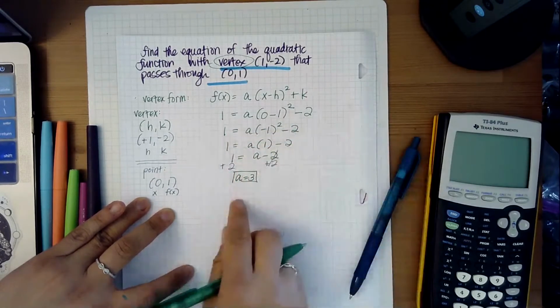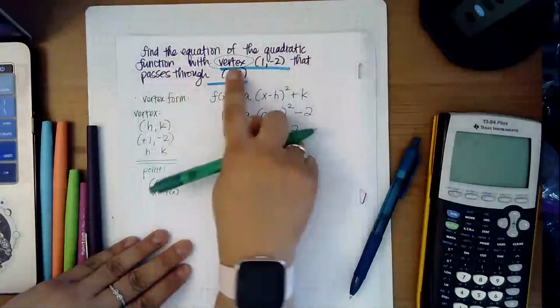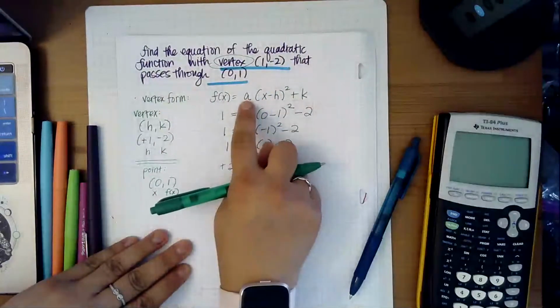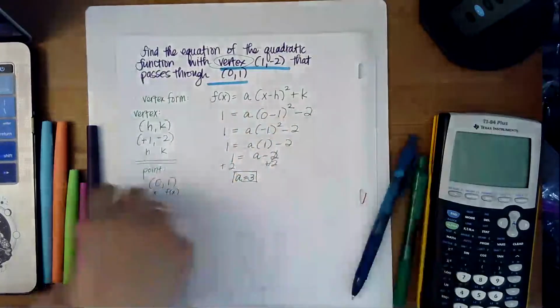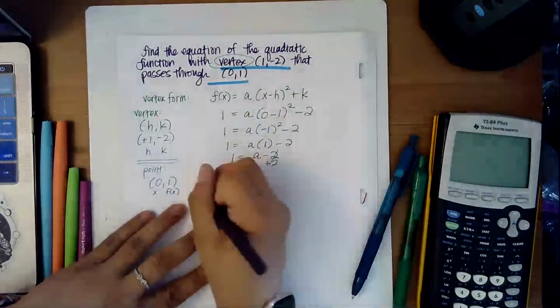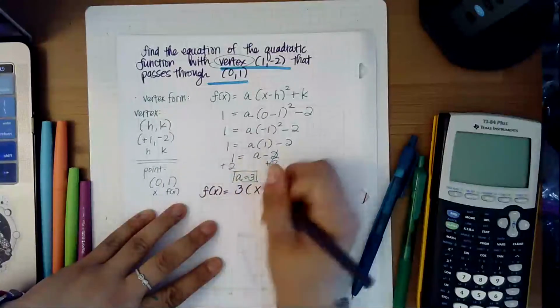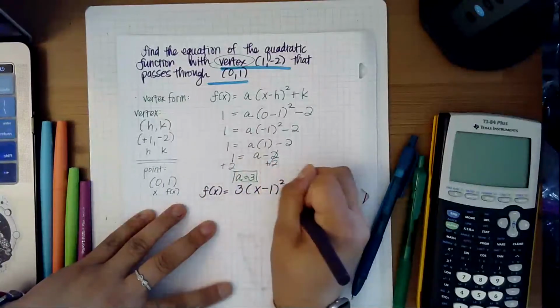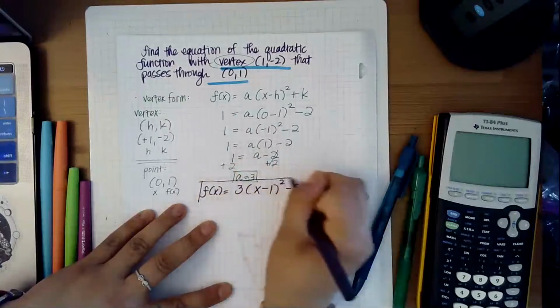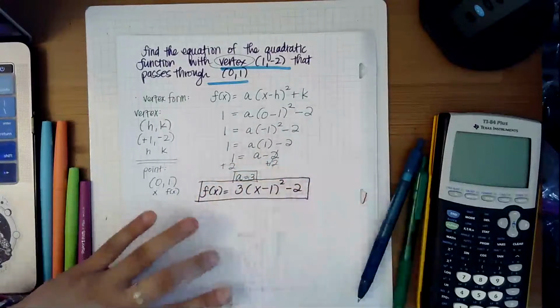This is important because in the information, you already knew what the h and k were. You just didn't know what a is. And so if I want to finalize this, the equation is f of x is 3 times (x minus 1) squared minus 2. This is my equation right there. Okay?